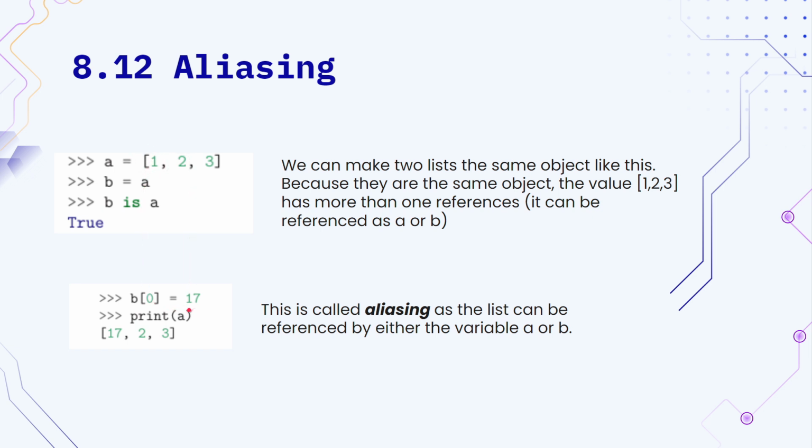But because B and A have the same reference, or the aliasing this list, we could actually print A and we'll get that 1723. Again, we can manipulate this list over here by using either one of the variables, because both of these variables are the same object, the same list 1, 2, 3. So we could use the variables interchangeably to manipulate the list.